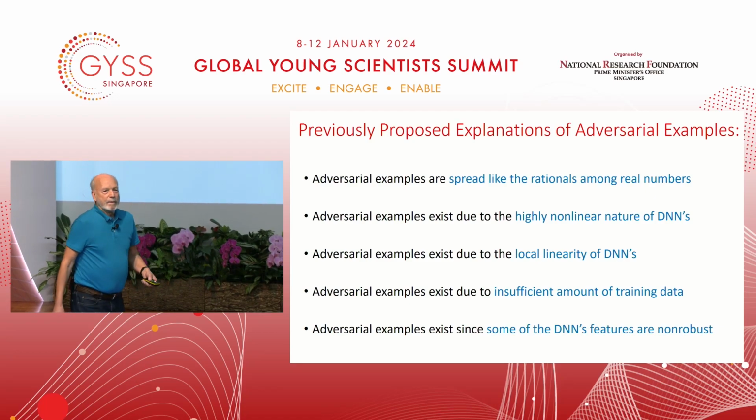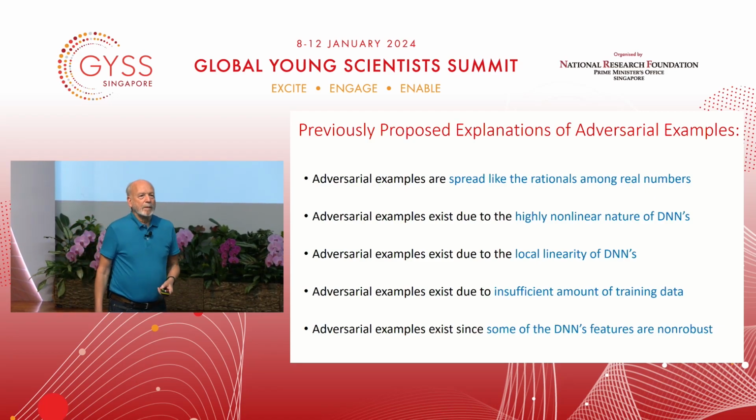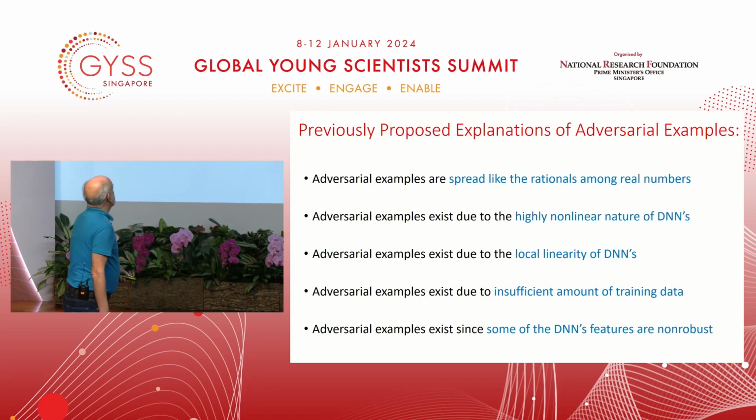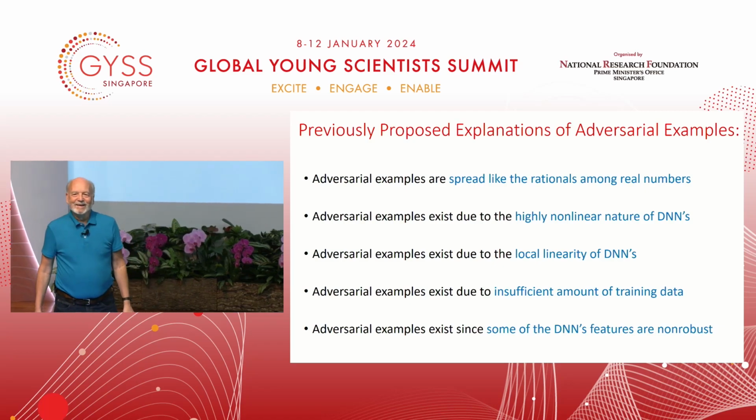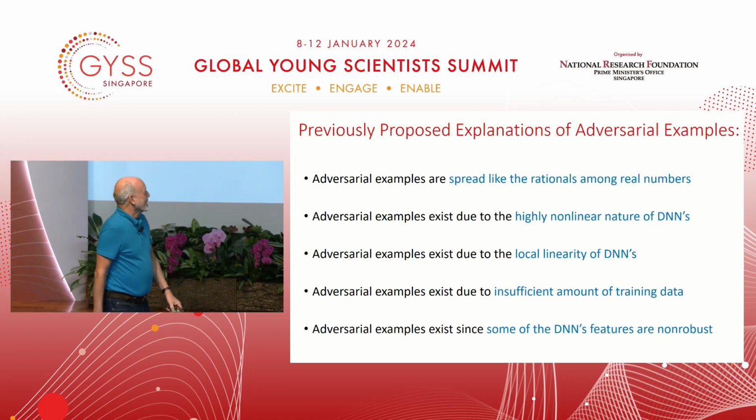For example, one person had published a paper in which he said that the reason adversarial examples exist is due to the highly nonlinear nature of deep neural networks. Not that it explains much, but a year later he published a paper in which he said adversarial examples exist due to the local linearity of deep neural networks. So just the opposite of what he said a year earlier.